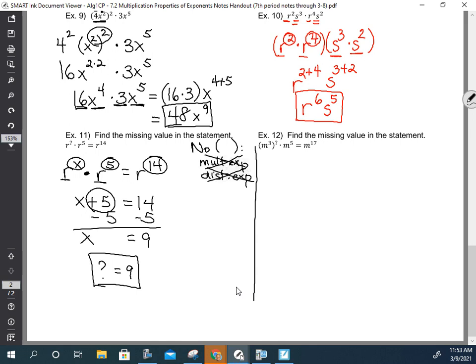So that was a real easy example. Let's do one that's a little bit higher. So you have m to the 3 raised to the question mark times m to the 5th equals m to the 17th power. So we have to figure out what number needs to go there so that if I work this out, I get m to the 17th power. So we're not going to sit and guess at it. We're going to work the problem.